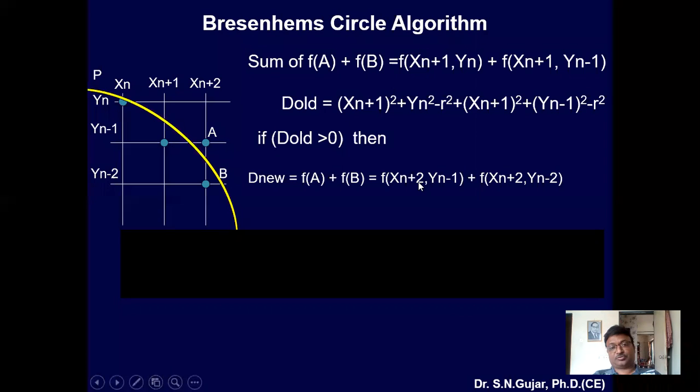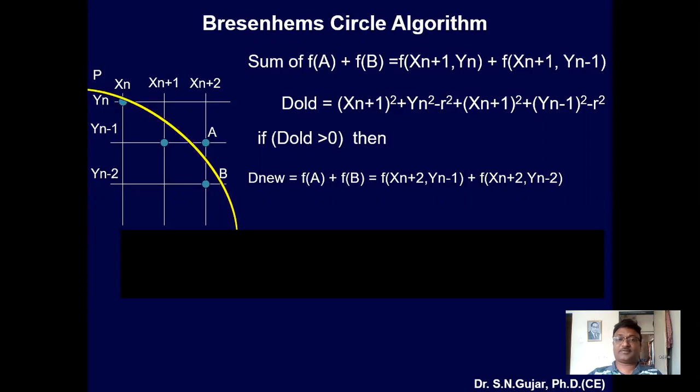That is xn plus 2 comma yn minus 1 plus f of xn plus 2, yn minus 2. See, these are the B point. This is the A point coordinate. Y you have to decrease and x you have to increase. Okay, y you have to decrease by 1 and x you have to increase.